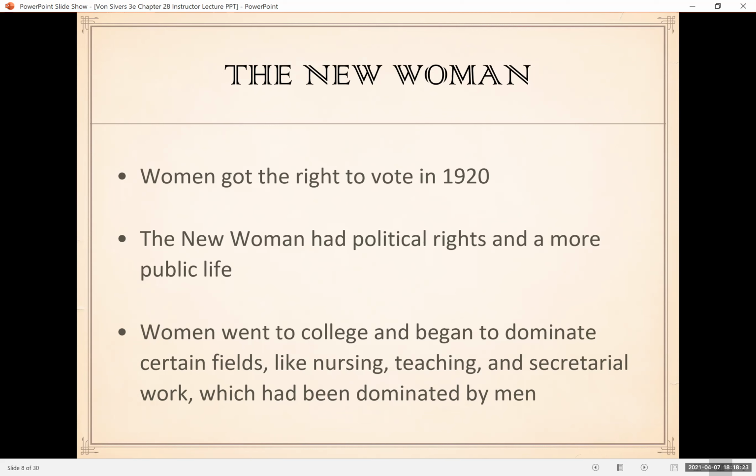Most of them, not all of them, but most of them, the women got the right to vote. They fought for it and got the right to vote in 1920 in the United States. In England, I believe it took until 1922.